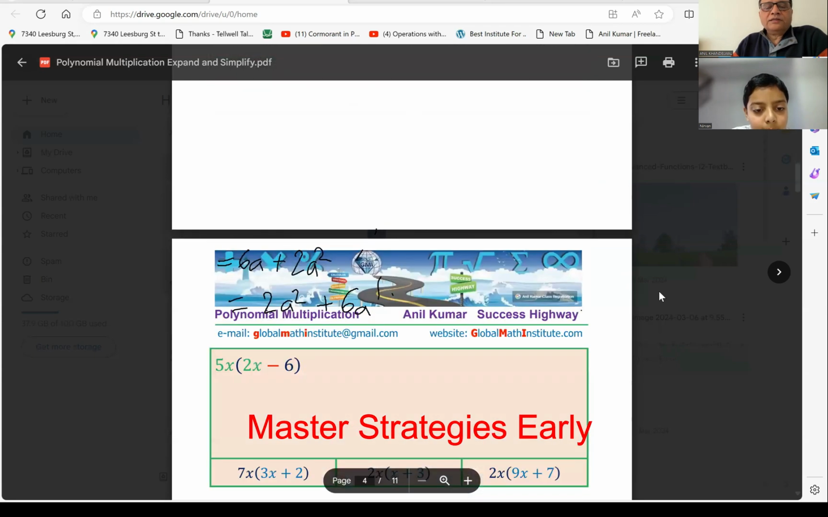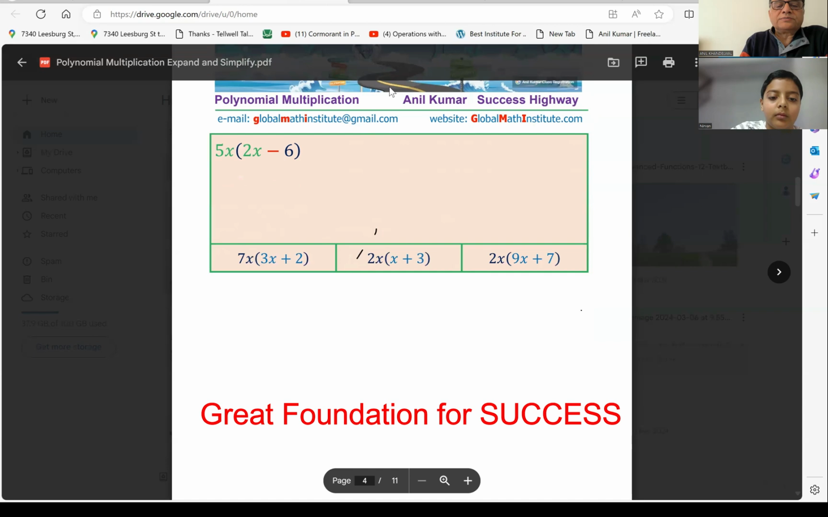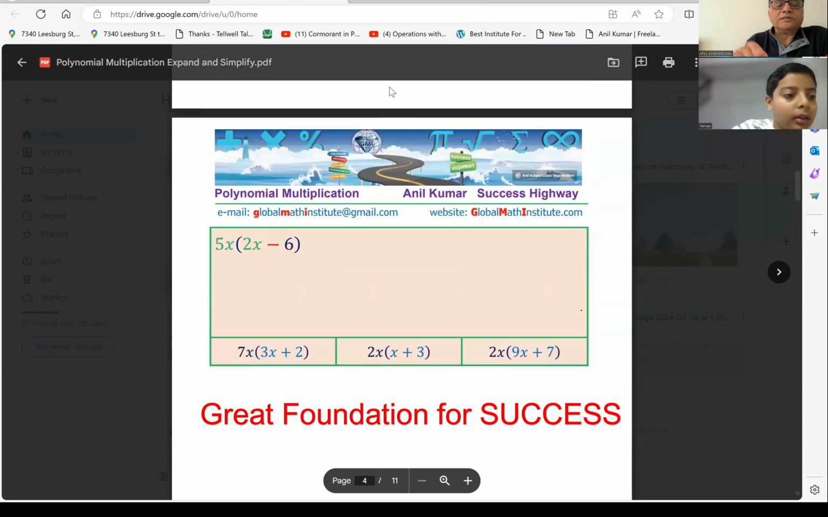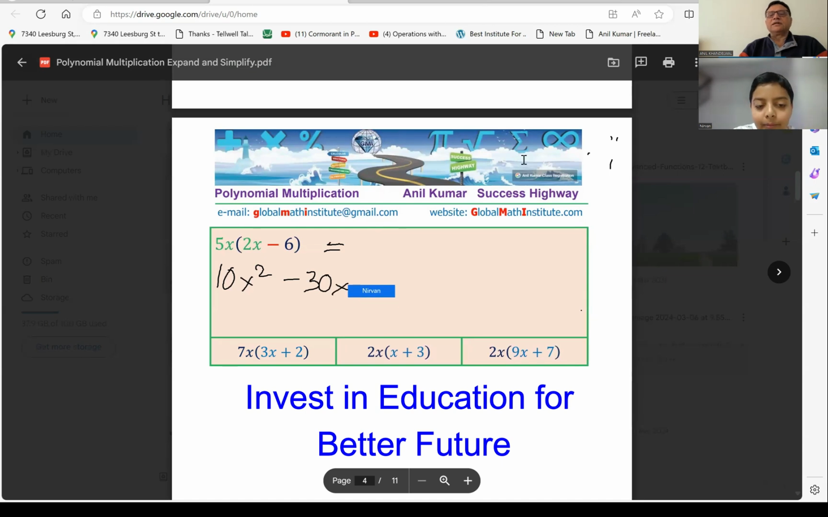So we'll move on to the next question now. Can you tell me what is the answer for this? Wait, repeat the question because I had to restart. 5x times 2x minus 6 will give what? 5x times 2x, 5 times 2, 10. And then you got 2 x's, so x times x is x squared minus, and 5x times 6, 5 times 6, 30x. Perfect. That is correct. So let's move on.